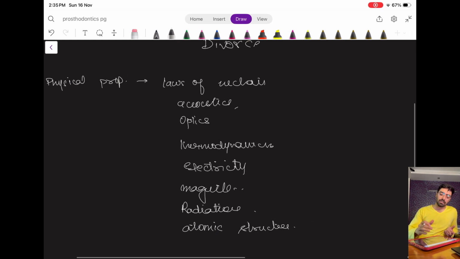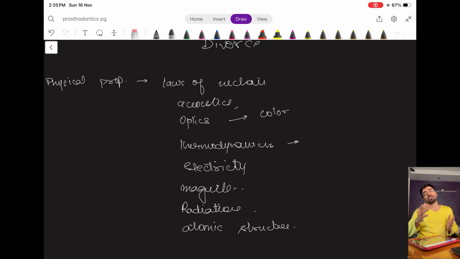So see, like laws of mechanics, and there will be acoustics, there can be optics. Within optics, for example, color comes in, which we'll be dealing with in the later context of the chapter. And in thermodynamics, like thermal diffusivity, thermal conductivity, these words will seem alien to you, but trust me, at the end of this lecture, you will be the master in all of these terms.